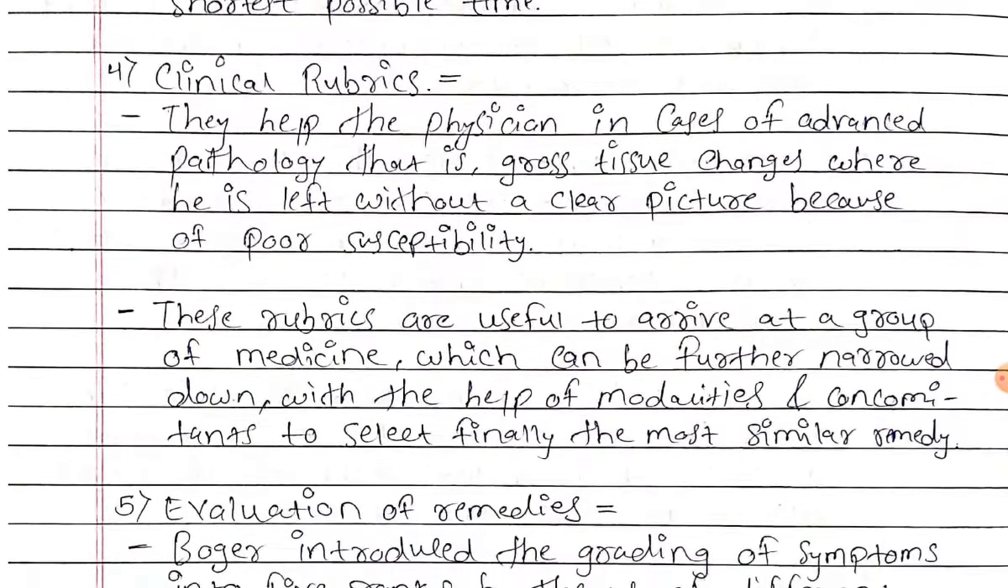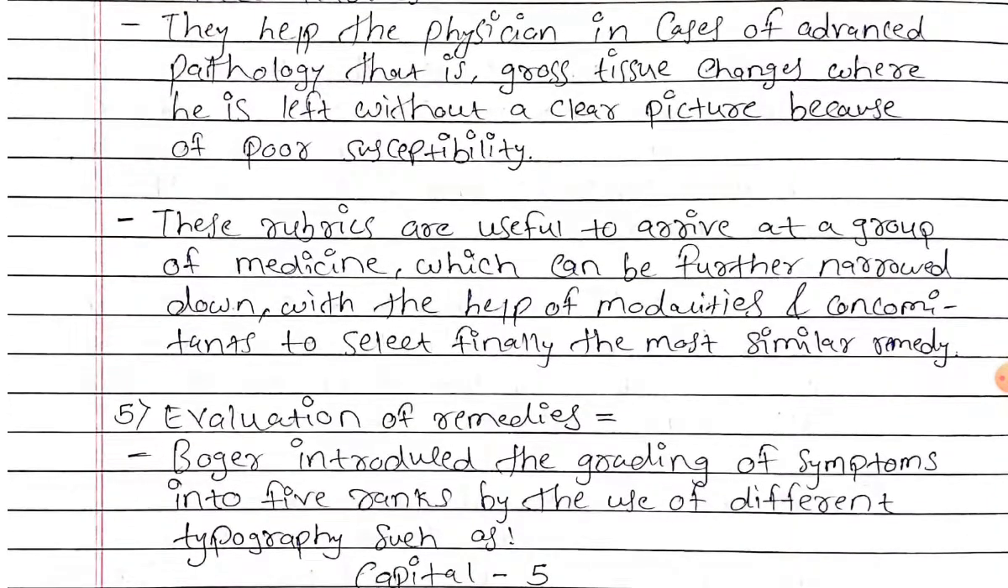Clinical rubrics. They help the physician in cases of advanced pathology, that is, gross tissue changes, where he is left without a clear picture because of a poor susceptibility. These rubrics are useful to arrive at a group of medicine which can be further narrowed down with the help of modalities and concomitants to select finally the most similar remedy.